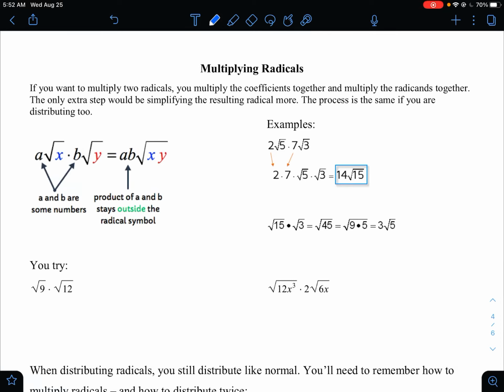All right, ladies and gents, today's lesson is about multiplying radicals. The process for multiplying radicals is fairly straightforward, but sometimes you have to do lots of multiplying and lots of simplifying. And so we're going to do a few examples here on our notes. So if you're not at your notes yet, pause the video, get your notes out, go to where it says multiplying radicals, and we're going to be working from there.